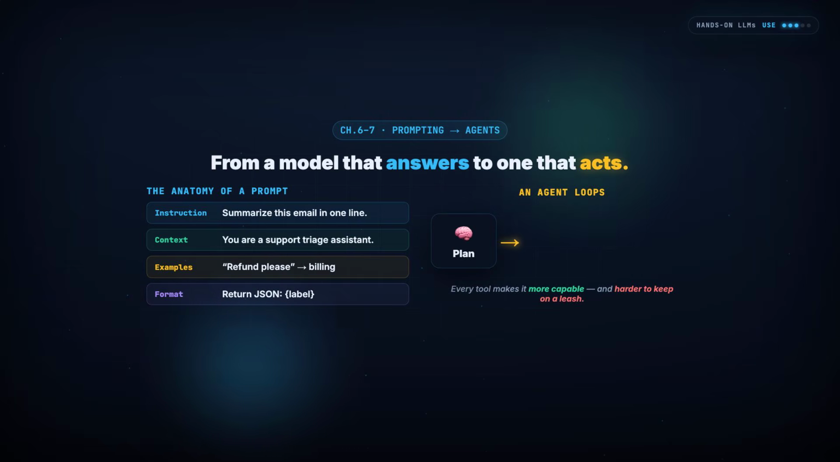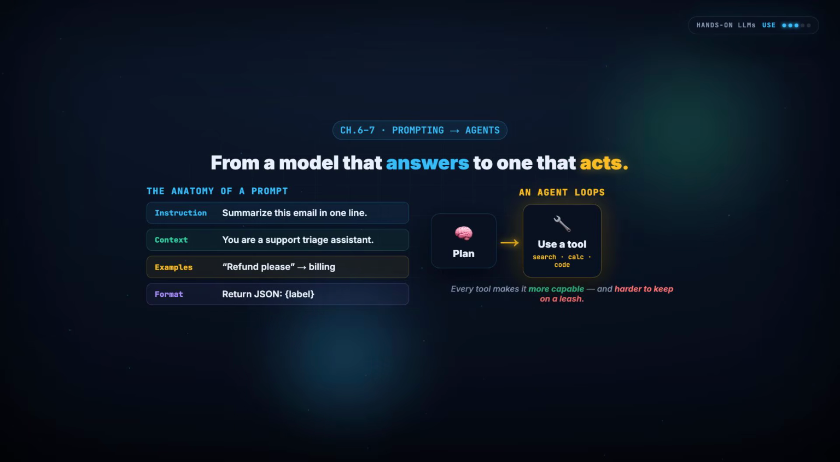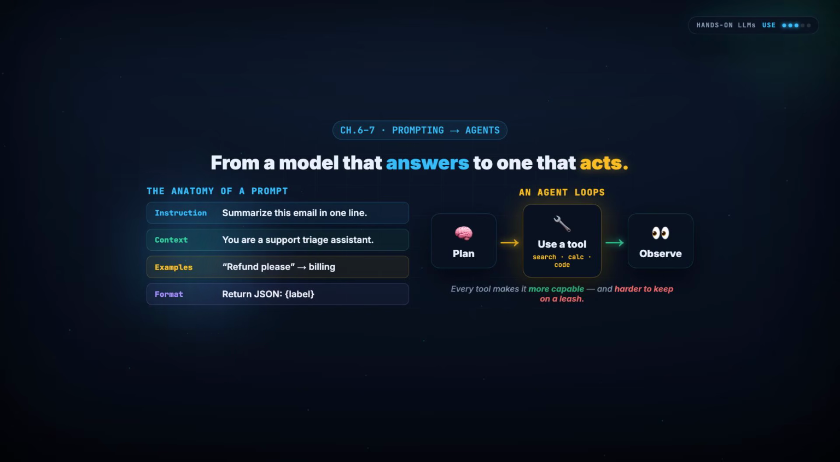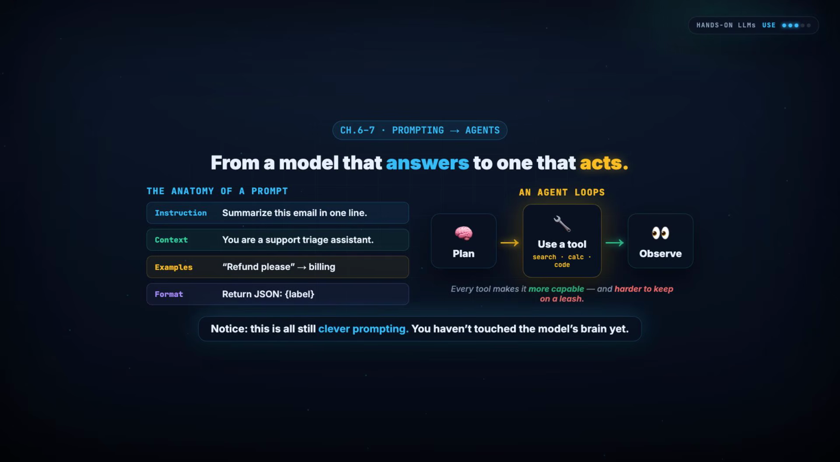The big technique here is giving the model examples right inside the prompt, so it learns the pattern on the spot without any training. Then, chapter 7 turns the model from something that answers into something that acts. This is where agents and tools come in.